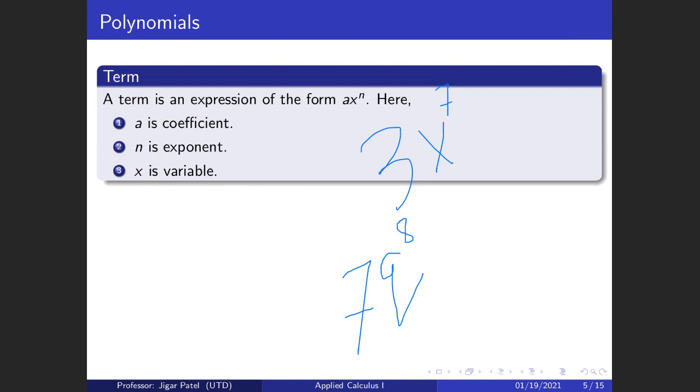Let's say I have 7q to the power 8. What is the coefficient here? Coefficient is 7. What's the exponent? Exponent is 8. And what is the variable? Variable is q. So it's very easy to visualize the term. What I am saying is this.